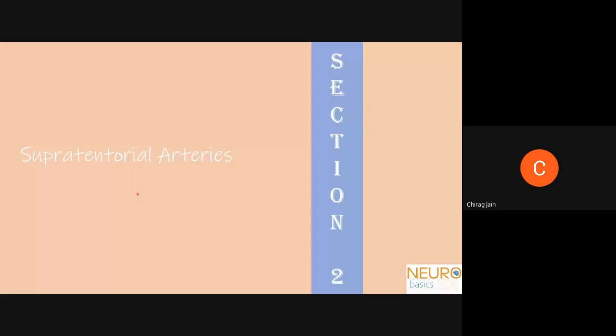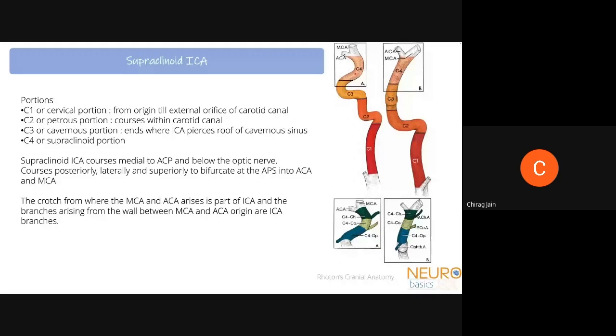The supraclinoid ICA is the part of the ICA which is running above the clinoid process. It courses medial to the anterior clinoid process, and it is below the optic nerve. And then, as we know, as it courses along the carotid siphon, it runs posteriorly, laterally, and superiorly. Once it comes to the bifurcation, it will bifurcate into the ACA and the MCA. This region from which the ACA and the MCA arise, the crotch over here, is also considered part of the ICA. Any aneurysms arising from this region are also considered to be ICA aneurysms, or specifically ICA bifurcation aneurysms.